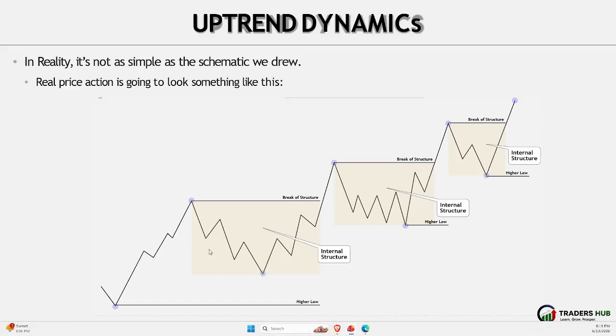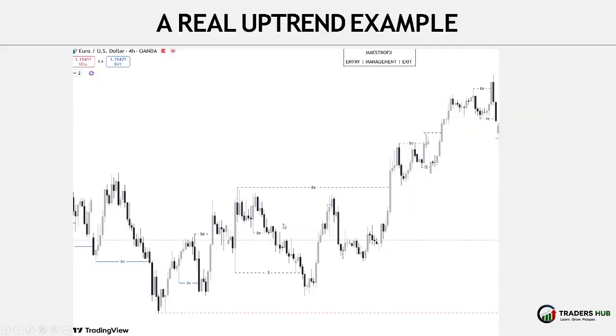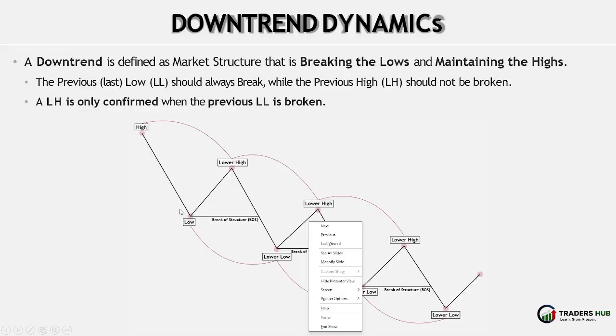For us to make sense of this, the main structure can be the structure of the 4-hour, and this internal structure you can view more clearly on the lower time frame, which can be the 1-hour structure or 15-minute structure. Now this is a real uptrend.